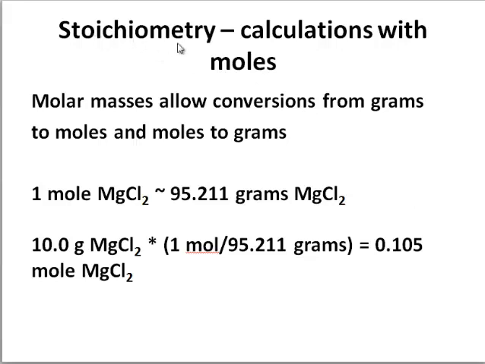If you can find the mass of moles of elements or compounds, it's possible to perform stoichiometry. Stoichiometry in general is calculations with moles. Molar masses in particular allow conversions from grams to moles and moles to grams. Let me illustrate that with magnesium chloride. A mole of magnesium chloride, as we've just seen, has a mass of 95.211 grams.